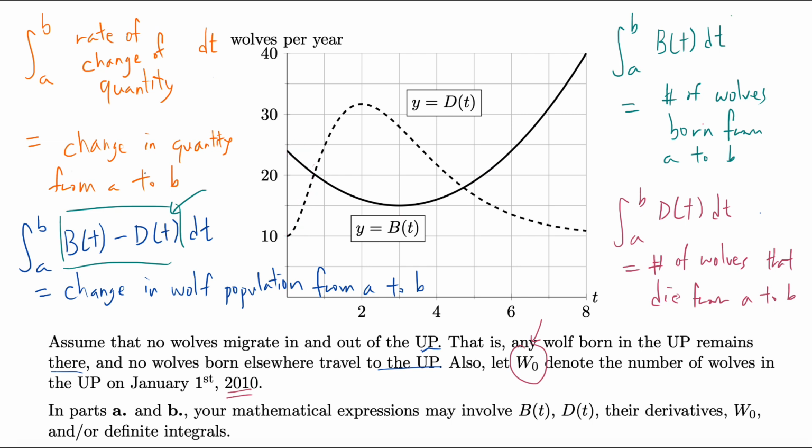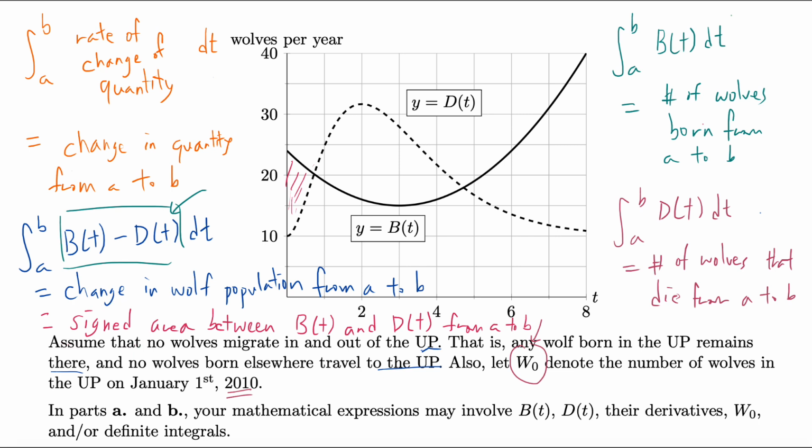Another thing to keep in mind is that this integral of B of t minus D of t, which gives you the change in wolf population, is really the signed area between B of t and D of t, from A to B, I suppose. So what do I mean? Well, for example, if I look at this area between B of t and D of t, right here, this area is going to give us the change in wolf population, but you have to take it with the correct sign.